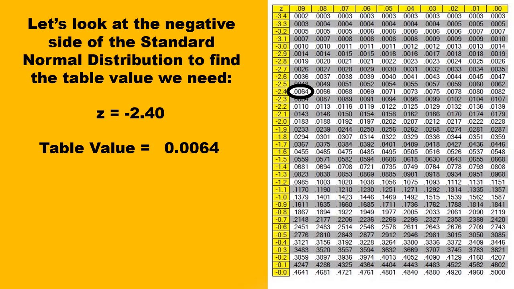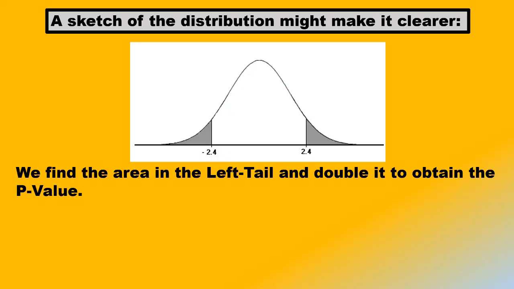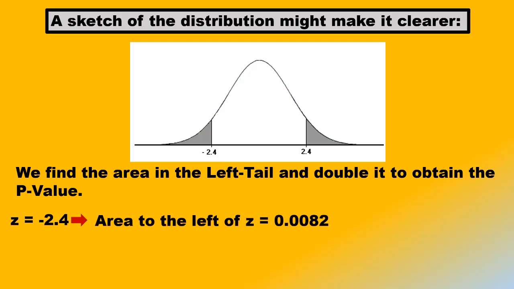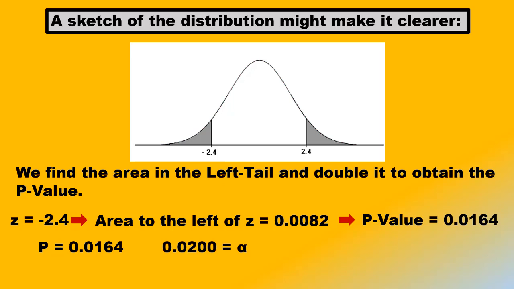So let's go ahead and go back and insert that into our process. This is where we were at. And so now, if z is negative 2.4, then the table value gives us a 0.0082, but we're doing a two-tailed test, so we need to double this. So the p-value is 0.0164. Now we're going to take the p-value and compare it to alpha. P is 0.0164, alpha is 0.0200, so p is less than alpha.